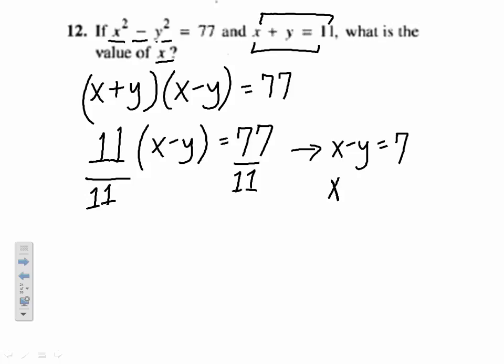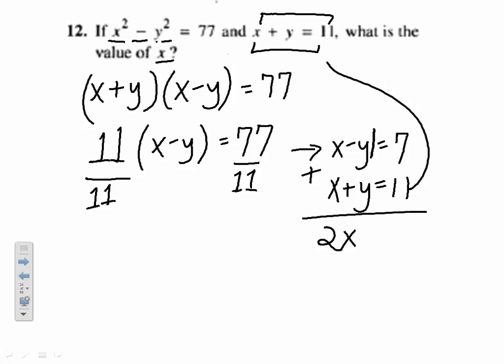You could just combine these two equations. This would be solving through elimination. So you could just add these two equations. This x plus y equals 11 is coming from the given information we received. So then you would just add down. You'd get 2x, the y's would cancel, and you'd get 2x equals 18. So then you'd solve for x, and you get x equals 9. And that would be your answer.